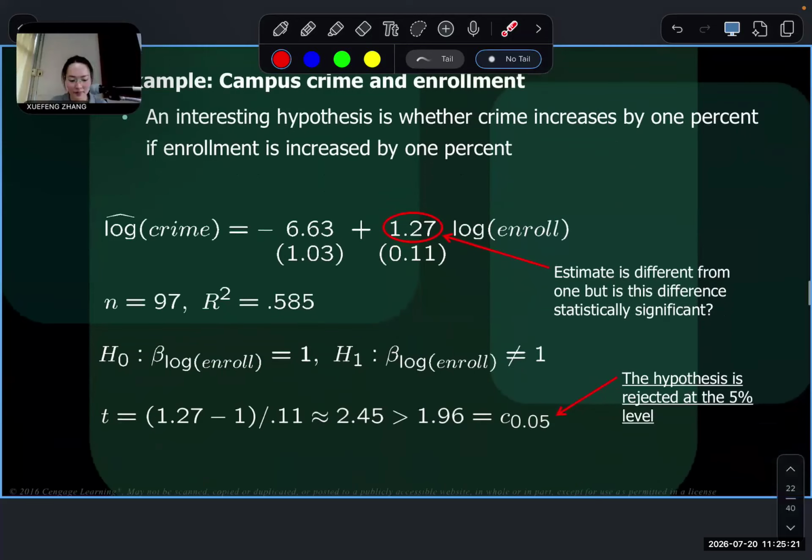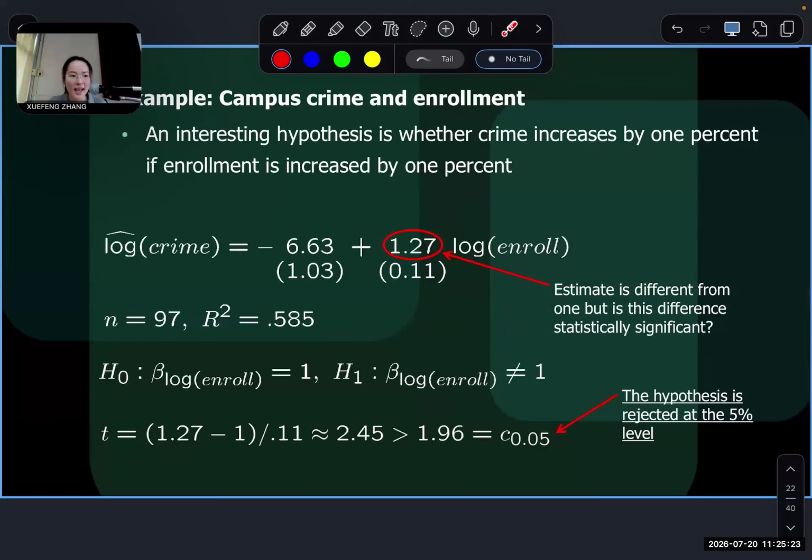Okay, I'll give you 3 minutes. Could you read this example and then we'll discuss it together? So you should notice that this is the estimation result. Okay, this is your hypothesis and this is your t ratio. And then we compare it with our 5% critical value. I'll give you 3 minutes.